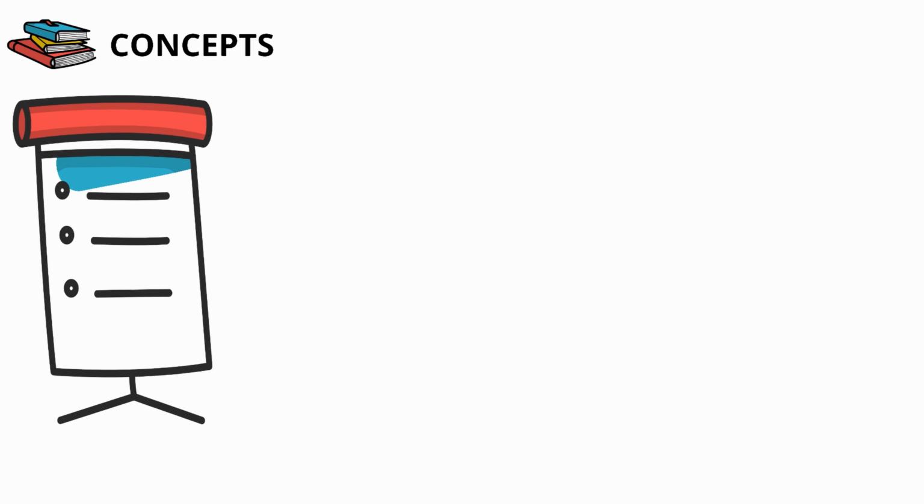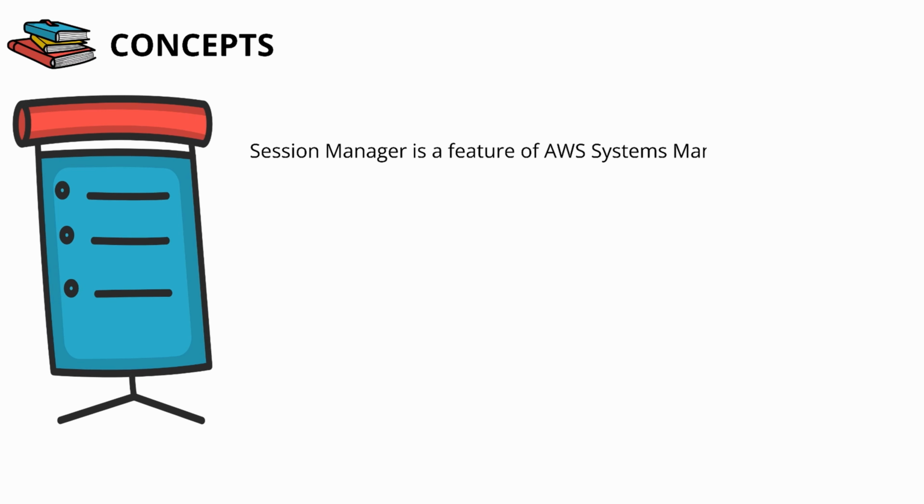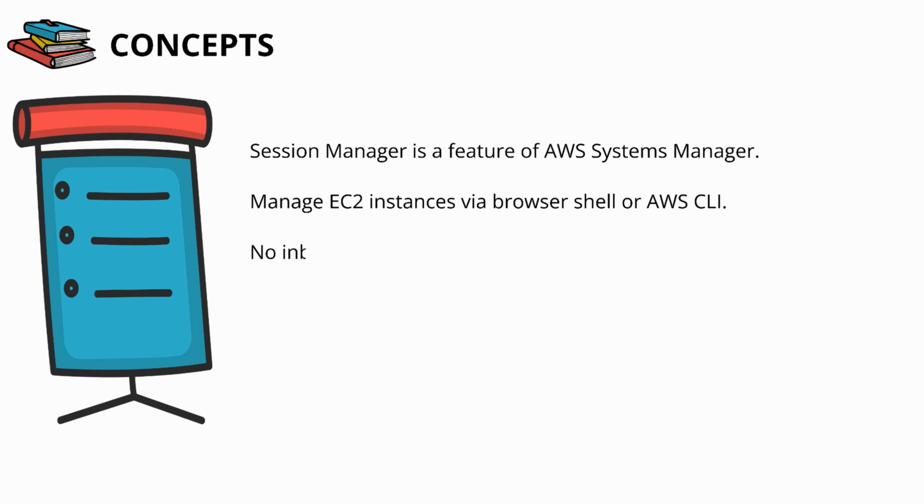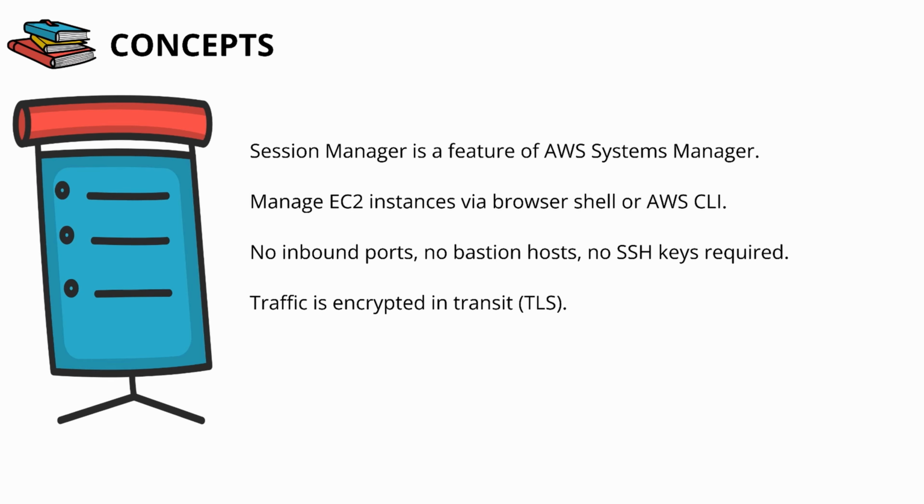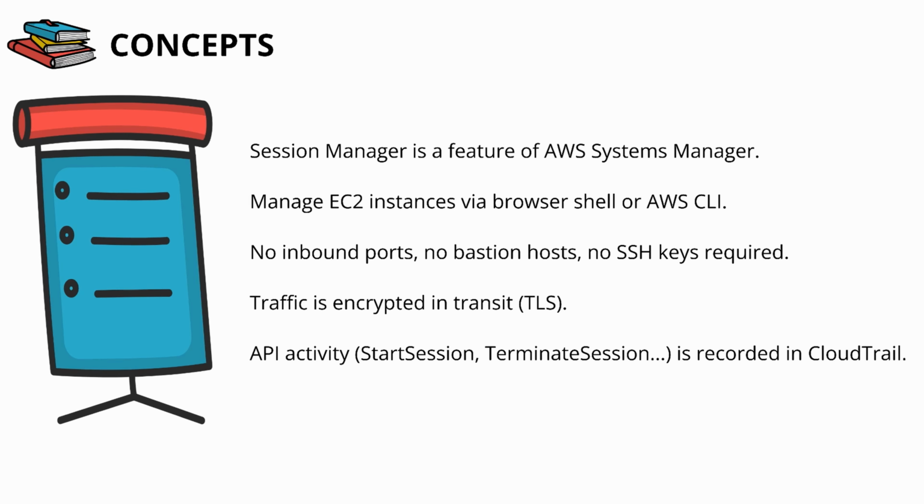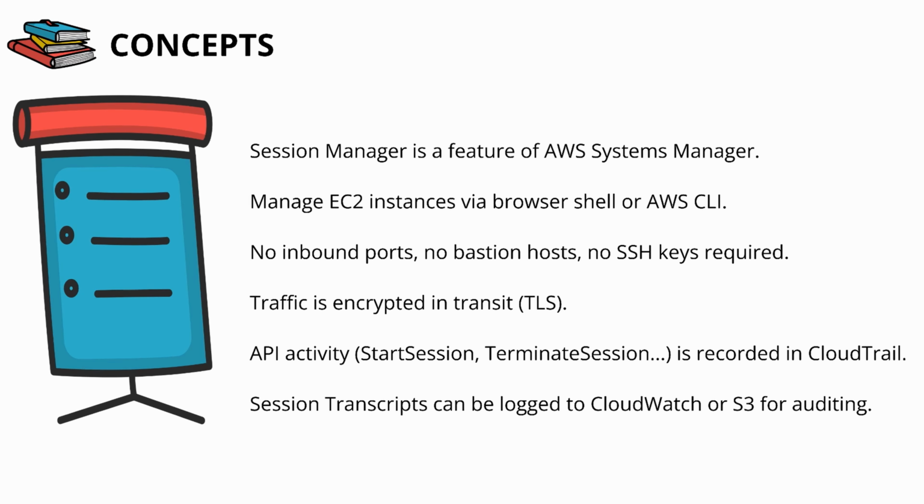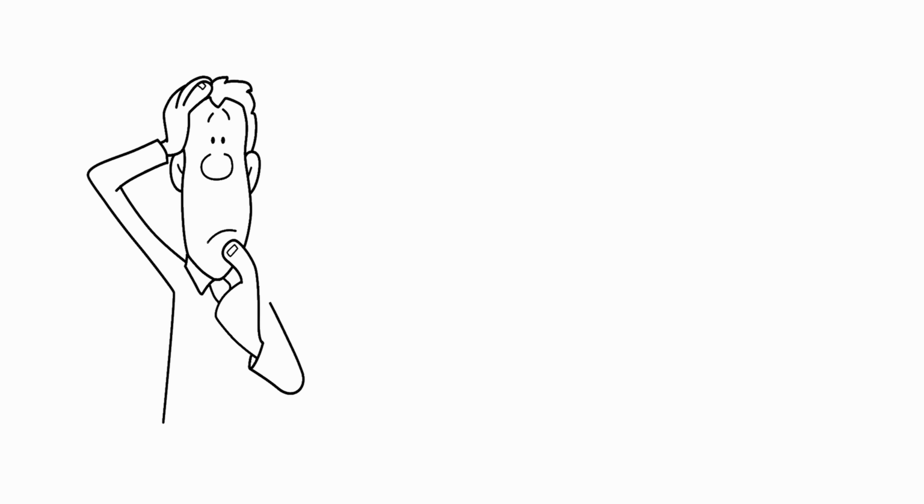Let's talk about the concepts first. Session Manager is part of AWS Systems Manager. It lets you manage EC2 from a browser or the AWS CLI. No inbound ports, no Bastion, no SSH keys. All traffic is encrypted in transit. Session Manager API activity, start session, terminate session, etc., is logged automatically in CloudTrail. If you also want the full command IO transcript, enable Session Manager to stream logs to CloudWatch logs or Amazon S3.